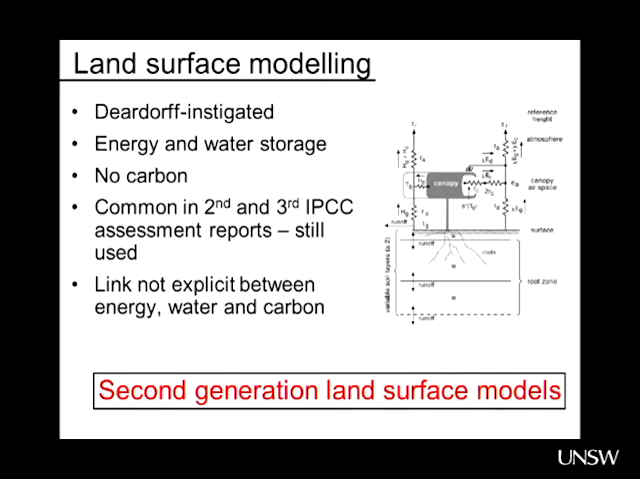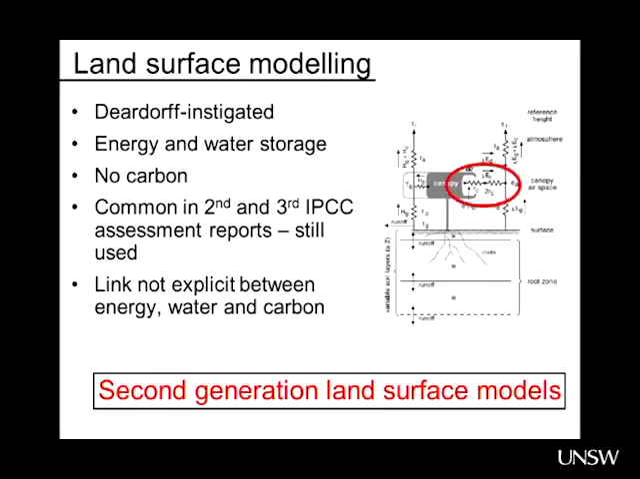It was common in the second and third IPCC reports, and it's still basically how some land surface schemes are parameterized in climate models. There is a really critical error or feature in this model, and that is it does not explicitly couple energy, water, and carbon. It couples energy and water in a stomate, but it's not biologically informed. So it doesn't fully couple the three key terms.